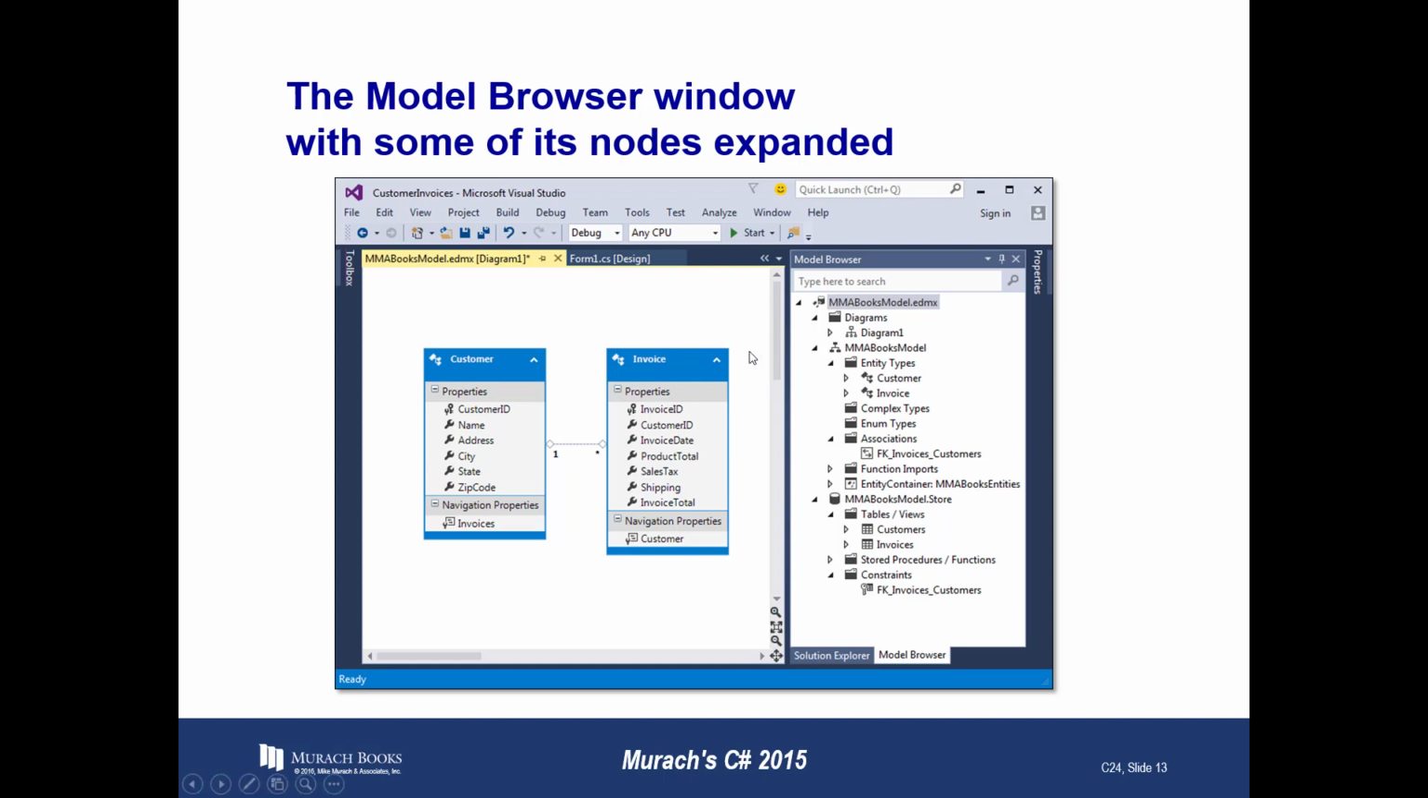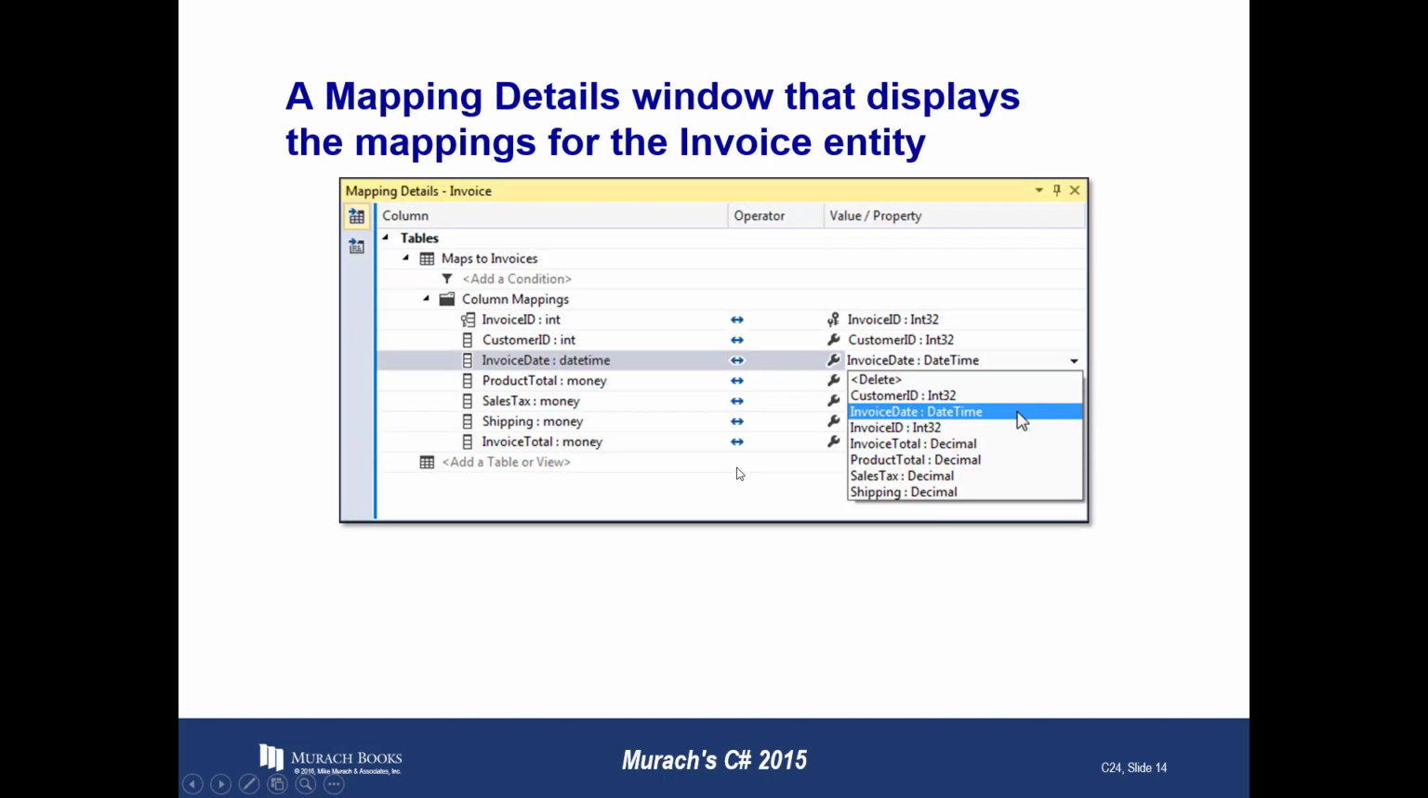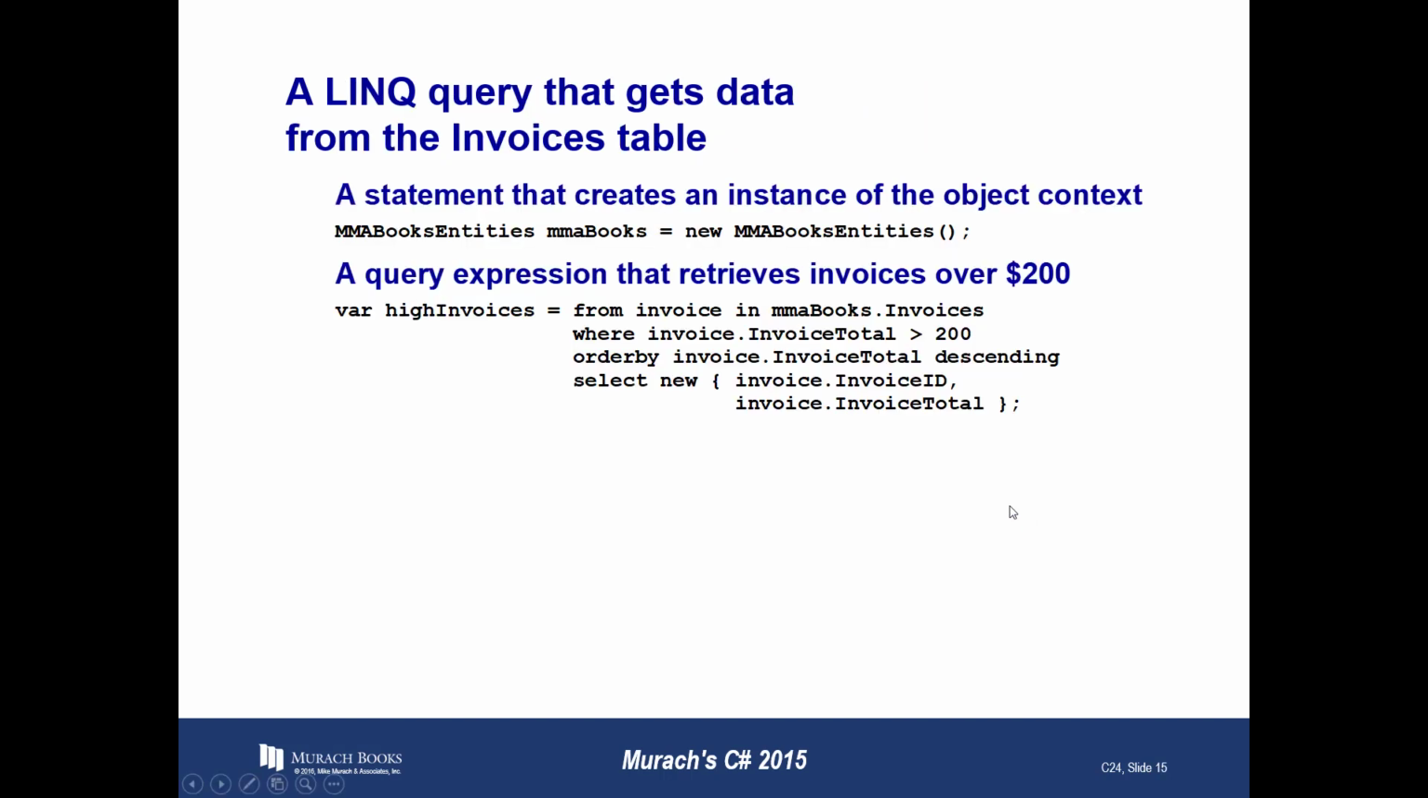So here it says the model browser window with some of its nodes expanded, and a mapping details window that explains the mapping for the invoice entity. Why would you want to do this? Well, if you really want to get intimate with the data, so to speak, where you really want to know what goes with what and how it links together, this is a way of doing so.